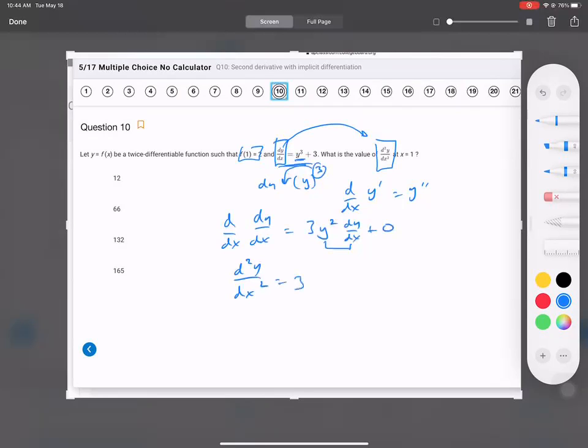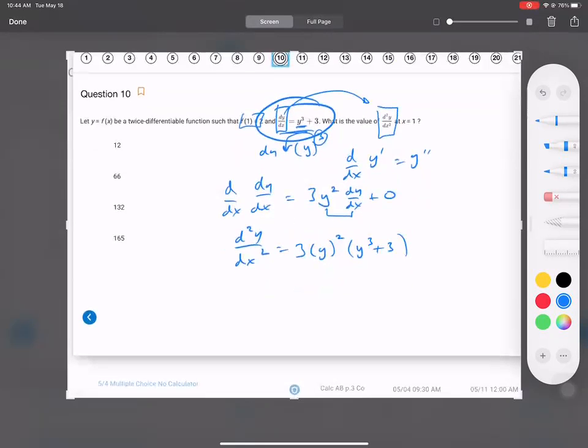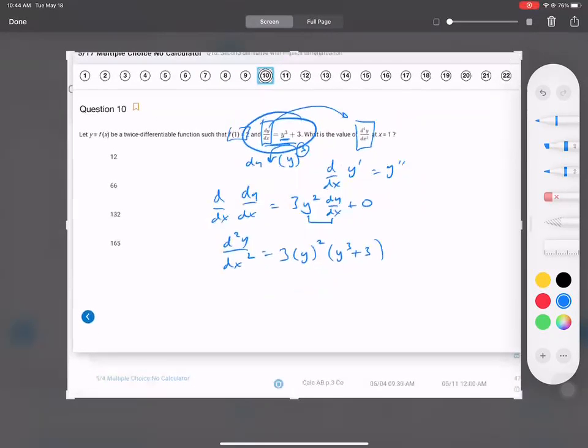So we're left with 3y squared and then dy dx. We know what dy dx is from the original problem: it's y cubed plus 3. We don't need to write the plus 0. They said specifically that the point they want us to plug in is x equals 1. They told us f at 1 is 2, so when x is 1, y is 2.